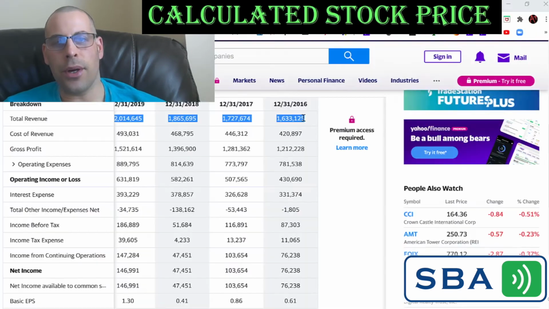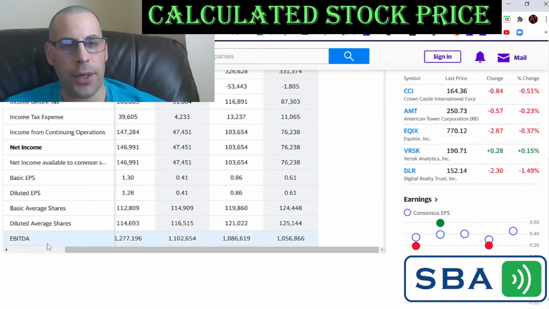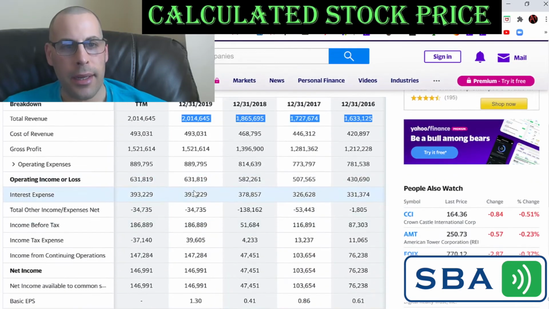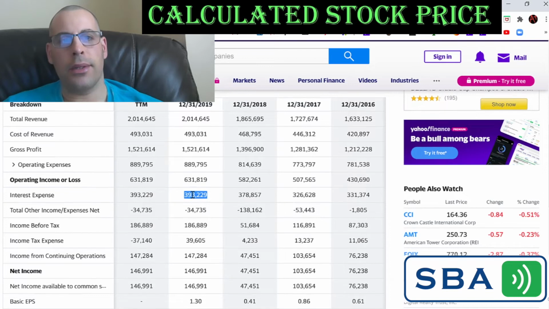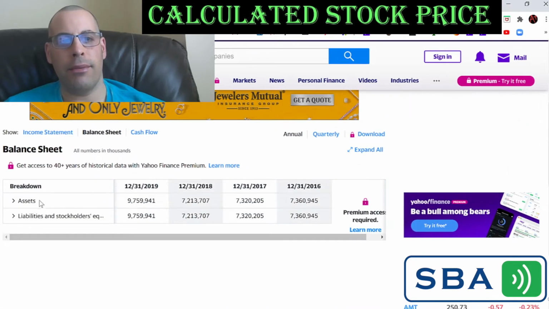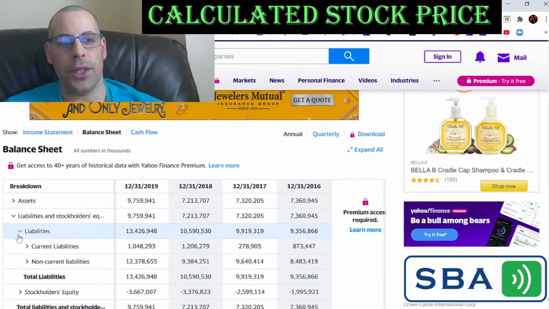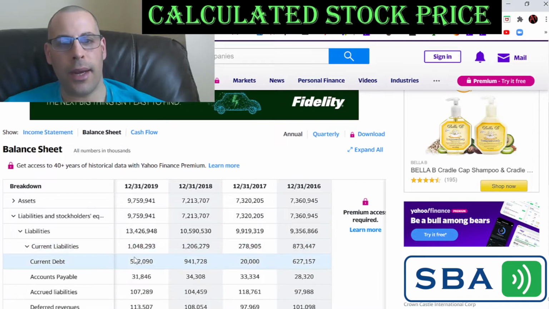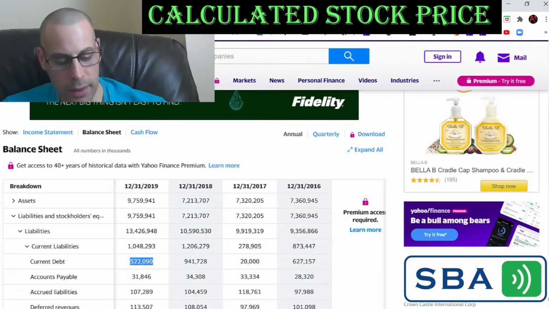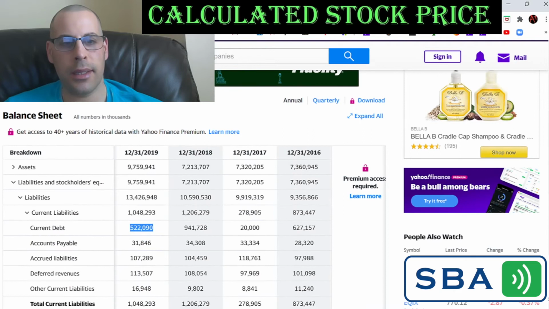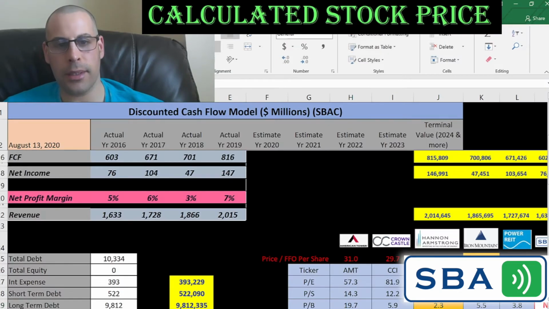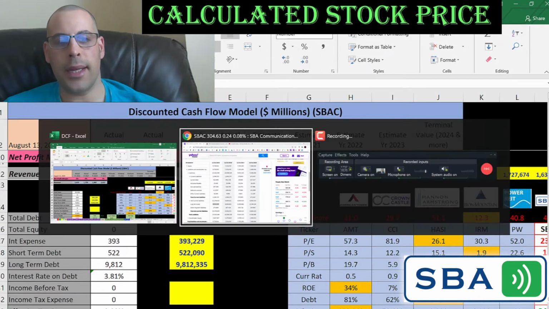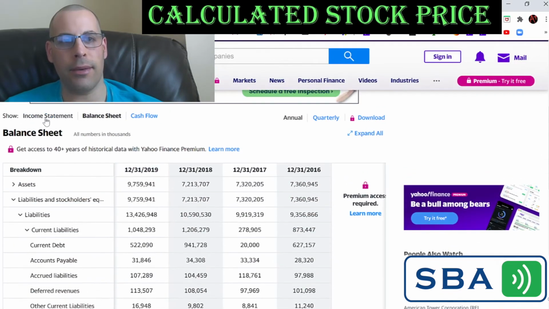Let's look at a capital structure. Let's figure out how much interest they pay on their debt. That's $393 million. And let's go to the balance sheet to see how much debt they have. Go to liability section. Current debt of $522 million. That's debt due within 12 months. Long-term debt of $9.8 billion. That's debt due after 12 months. Interest payments on debt is tax deductible, so let's get their effective tax rate.